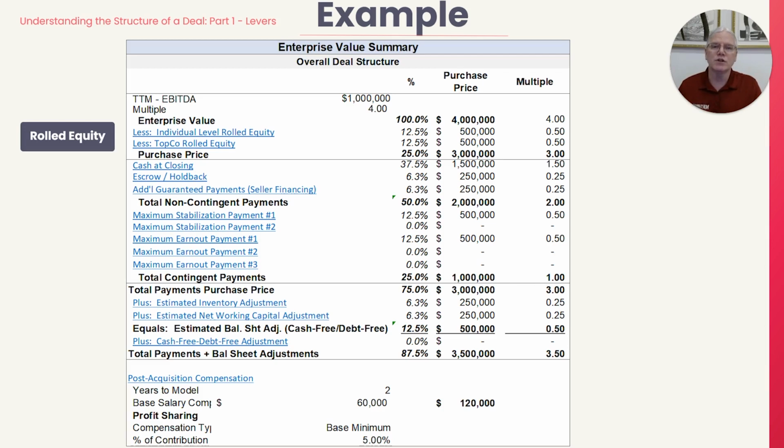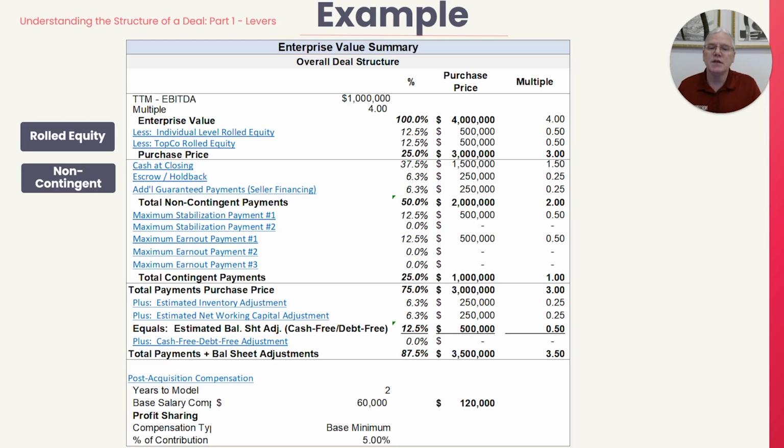And the reason that the purchase price multiple is only 3 is because, think of it as, you only sold 75% of the company, so you still own the other 25%, which means that it wasn't included in the purchase price. Next up was the cash at closing.